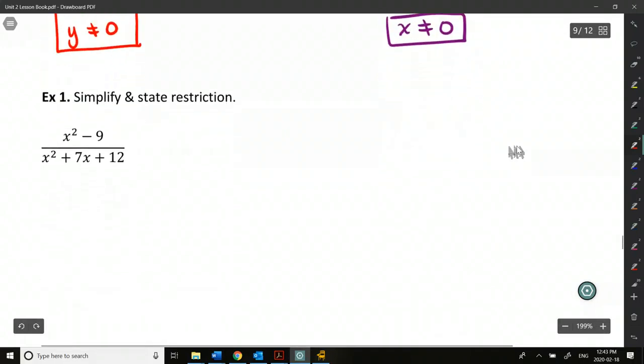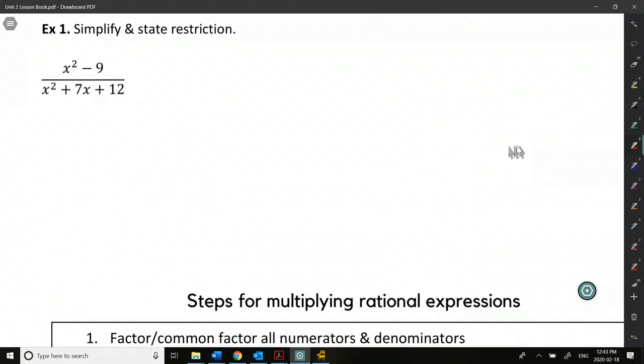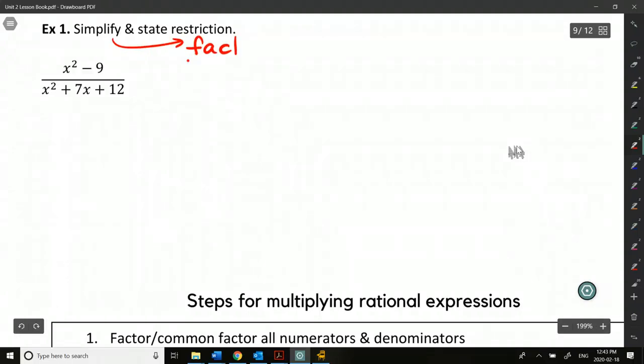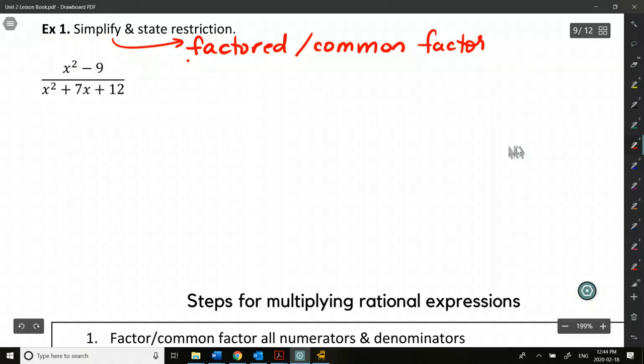So we are going to just kind of recap here. When we have to simplify, what we said before was factored form is simplest form. So I'll say factored, or common factored. Factored and common factored form is simplest form. Also, if you happen to be able to reduce anything, like cancel any common brackets, we definitely want to do that.